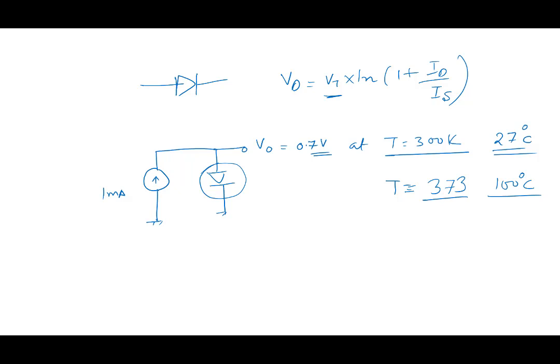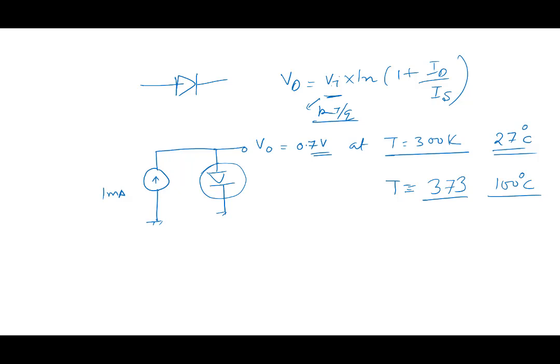What will be the diode voltage there? Diode voltage would be 373 divided by 300, because it's directly proportional to. Should I do that? What will be the diode voltage? What do you think will happen to the diode voltage? Will the diode voltage increase? That's not true. Diode voltage does not increase. VT is, we said, VT is kT by q, right?